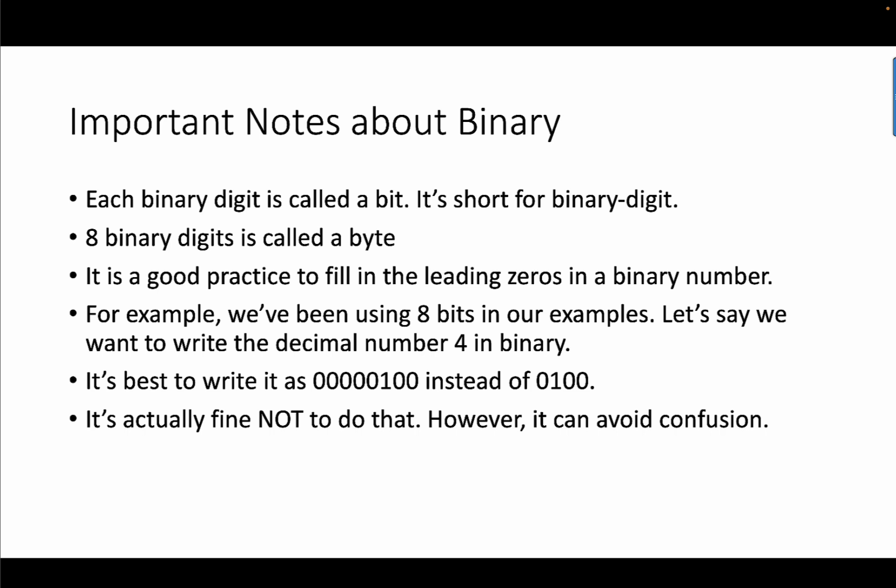It is a good practice to fill in the leading zeros in a binary number. For example, we've been using 8 bits in our examples. Let's say we want to write the decimal number 4 in binary. It's best to write it as 00000100 instead of just 0100. It's actually fine not to do that. However, it can avoid confusion.